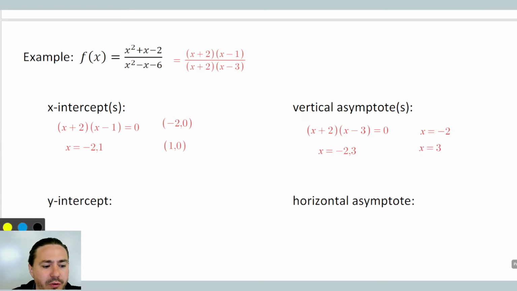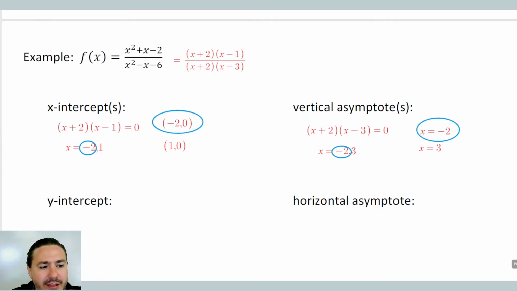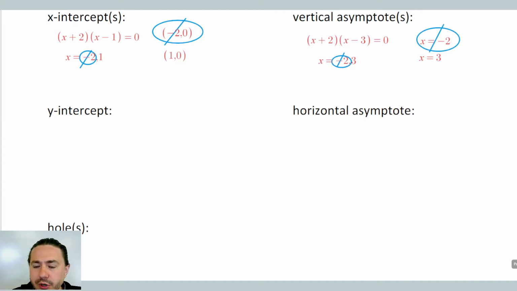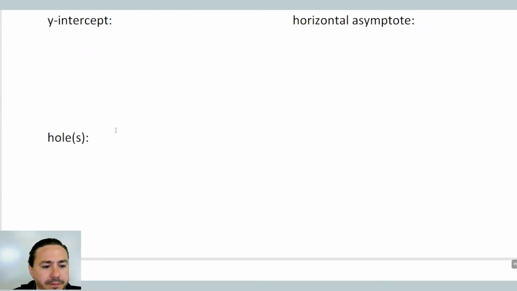Notice here that we've got this -2 in both lists, right? So we've got -2 here, and we've got -2 here. That means that at -2, we are actually not going to have an x-intercept or a vertical asymptote, and instead we will have a hole. So we're going to cross these out of our list. Let's go down, before we get to the y-intercept and the horizontal asymptote, and say, okay, we know we have a hole at x equals -2.